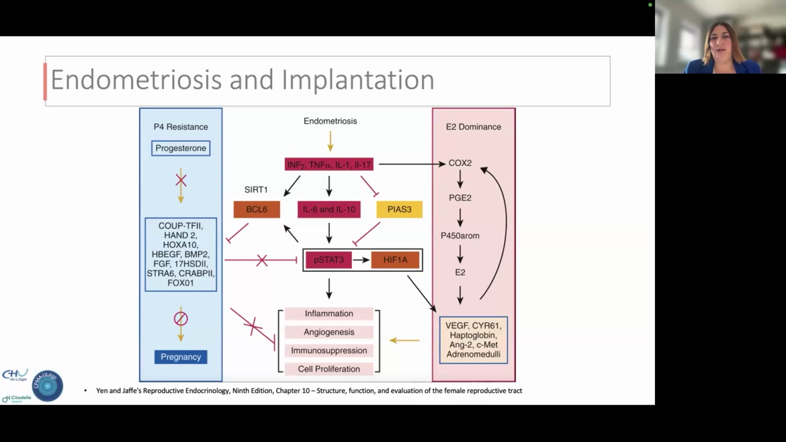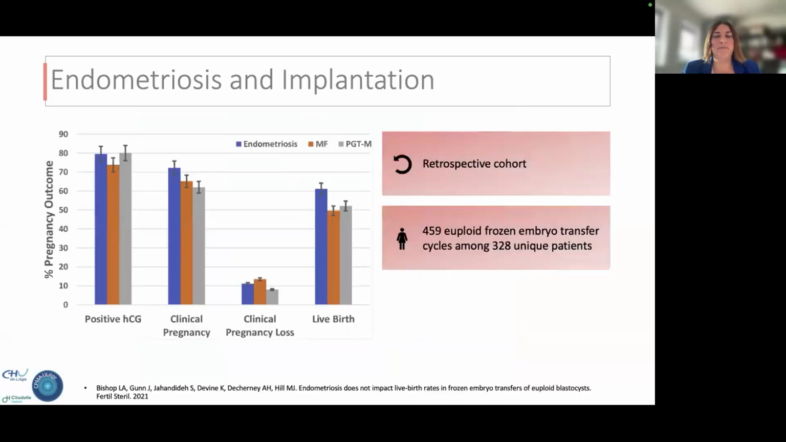And it may also shift macrophages to a pro-inflammatory M1 state and affect dendritic and Treg cells, contributing to implantation difficulties. It can also alter the key receptor levels that will further impair implantation in endometriosis.